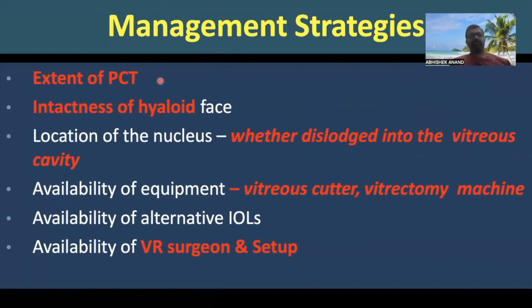These are the points that will determine which type of IOL you will put, what strategy you are going to take, and what is the eventual outcome. One of the most important is the extent of the posterior capsule tear. That will determine whether you are going to place the IOL in the sulcus or in the bag, or whether we have to adapt to a scleral fixated IOL or an iris fixated IOL. Intactness of the hyaloid face is another very important aspect. If you have a good intact hyaloid face and a small PCR, you can just do a posterior capsulorhexis and go for an in-bag IOL implantation.